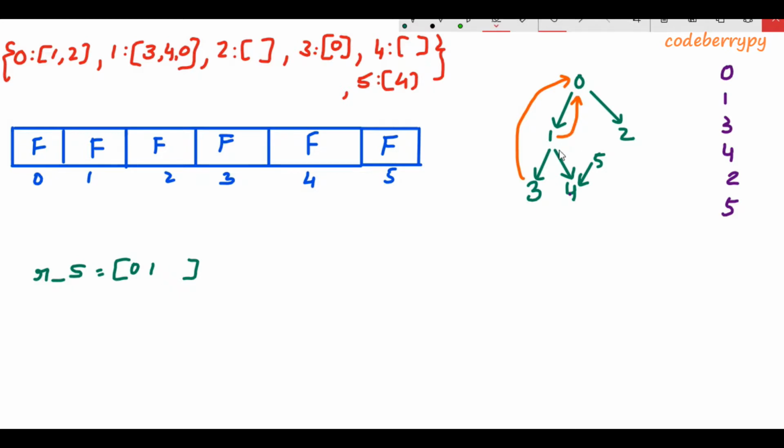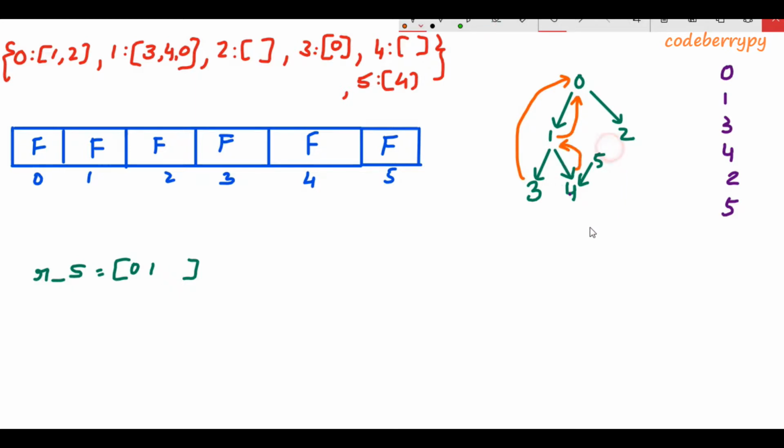But there can be edges that would lead us back to 0. So 0 remains in the stack, and there can be edges that can lead us back to 1, because we have only explored this path, and this path from 1 is yet to be explored.